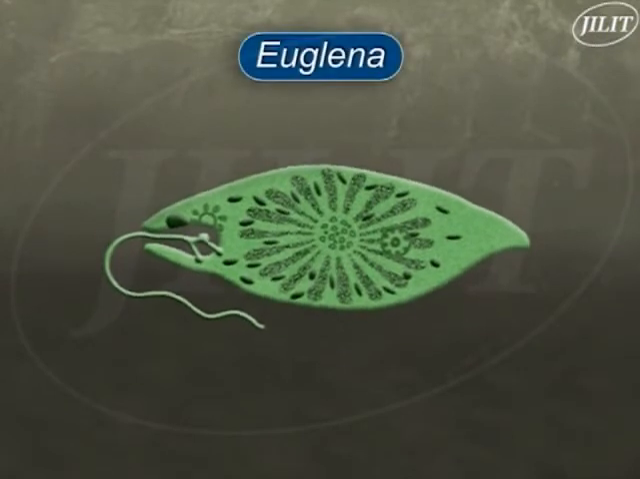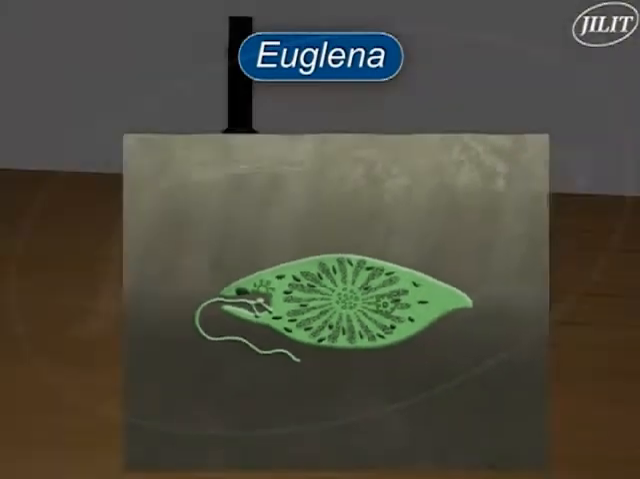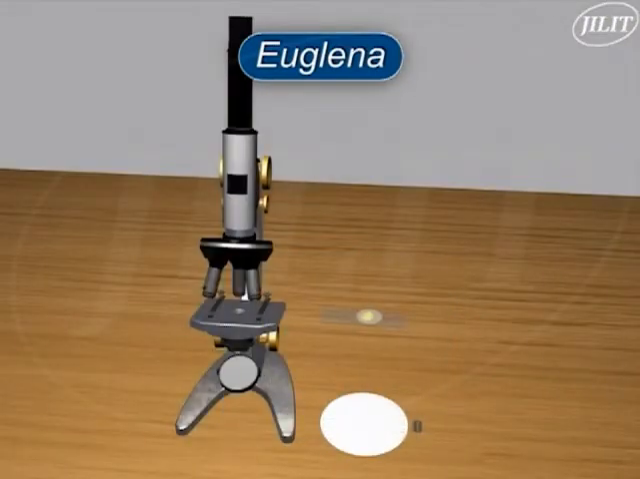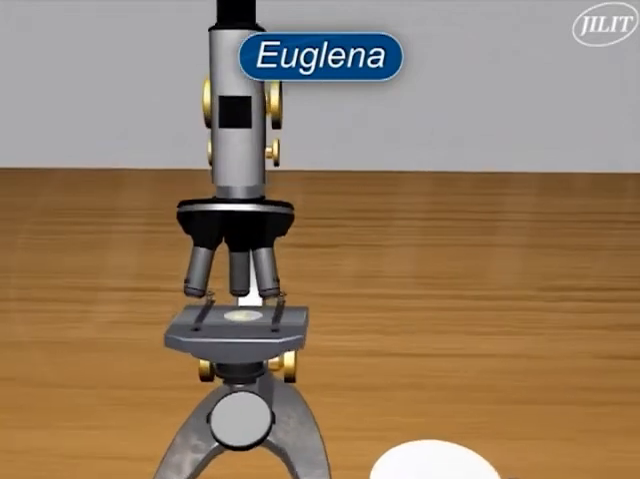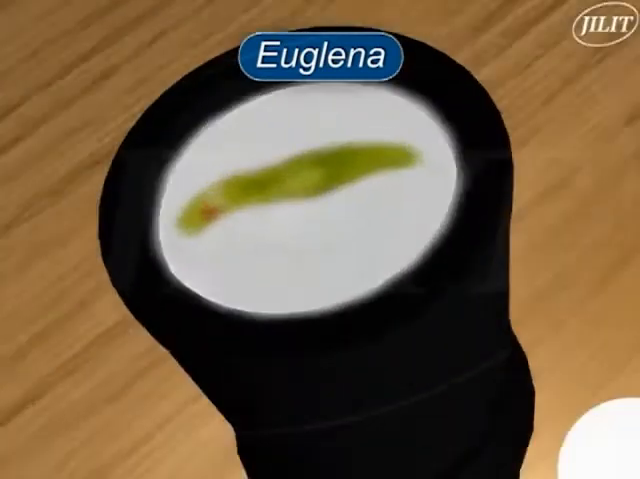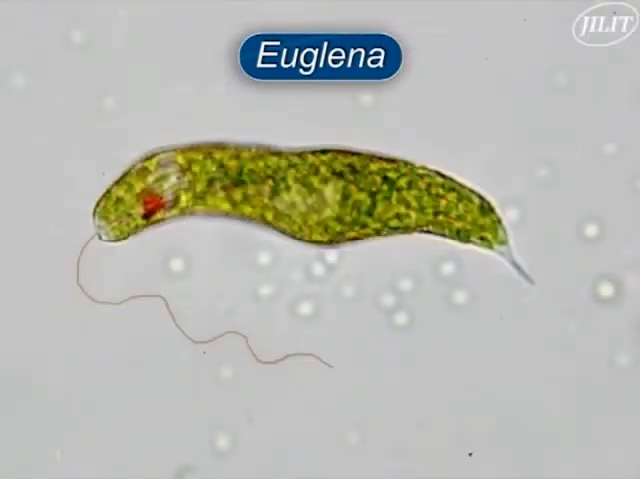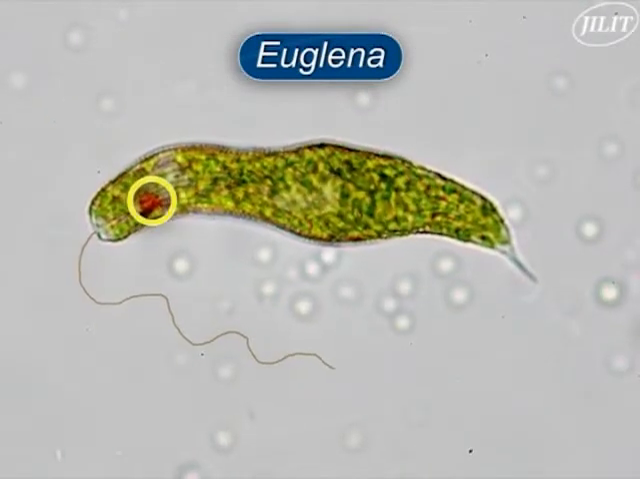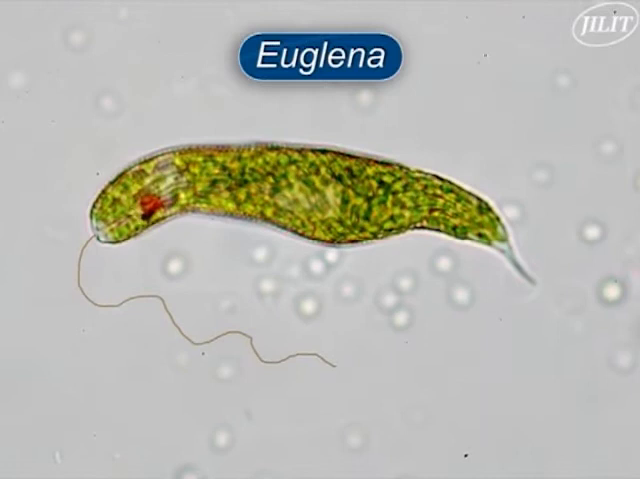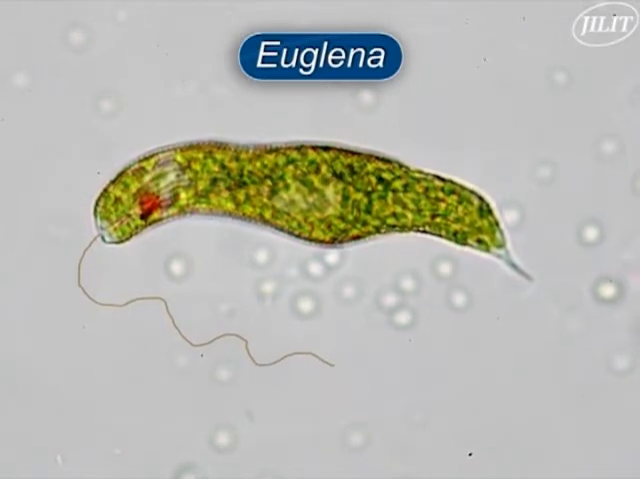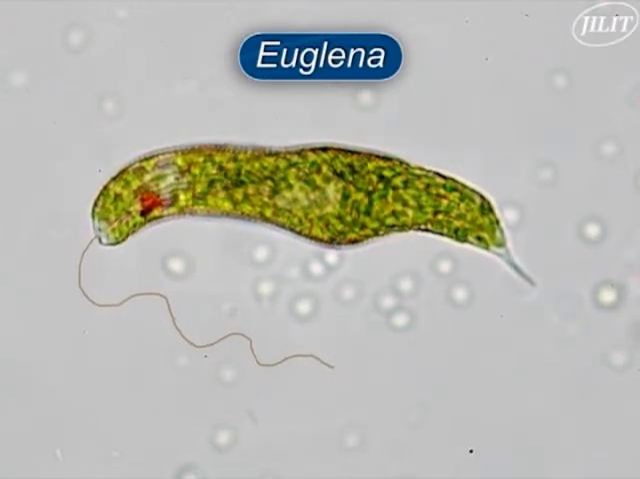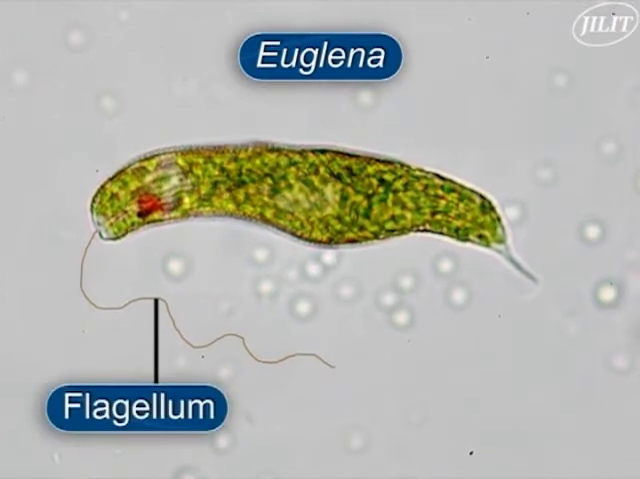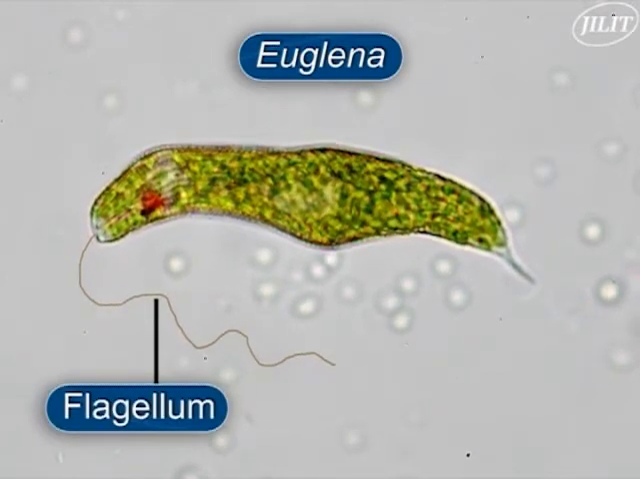This is Euglena. Euglena is an interesting organism as it is a sort of combination of plant and animal. It can make its own food like plants as it has chlorophyll in it. The Euglena has a bright red eye spot which is sensitive to light and helps the Euglena to protect itself. It has a whippy tail called flagellum that allows it to move through water.